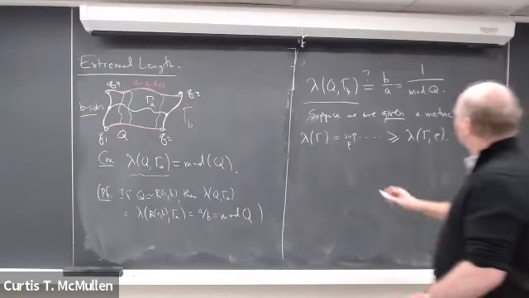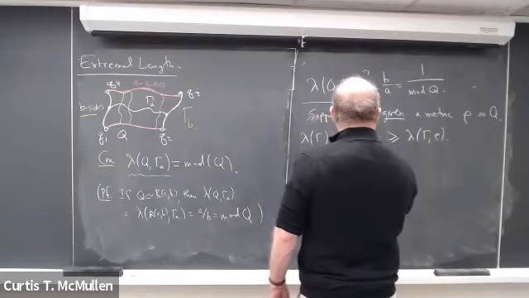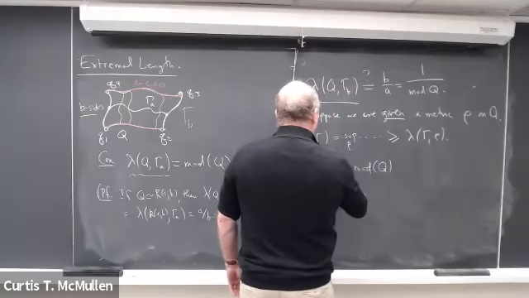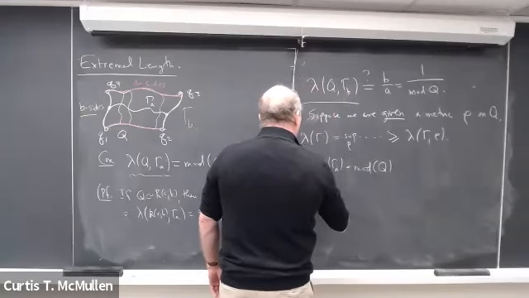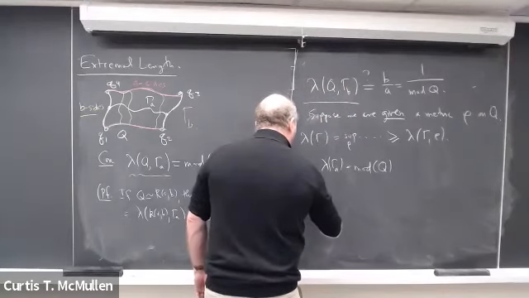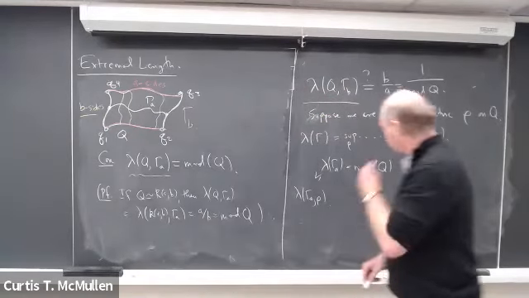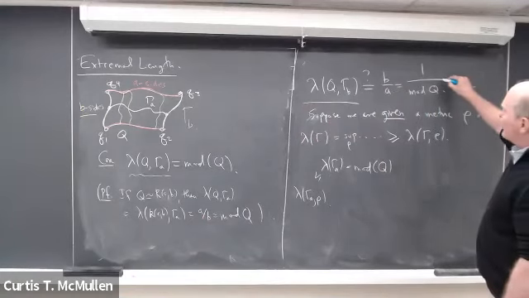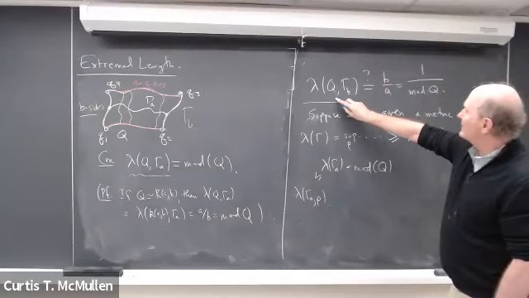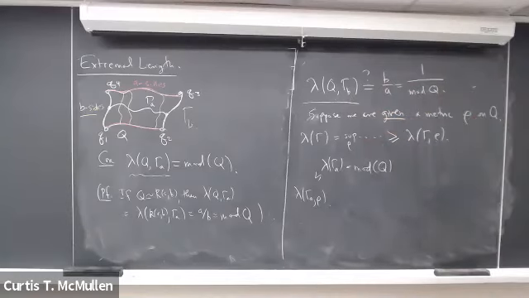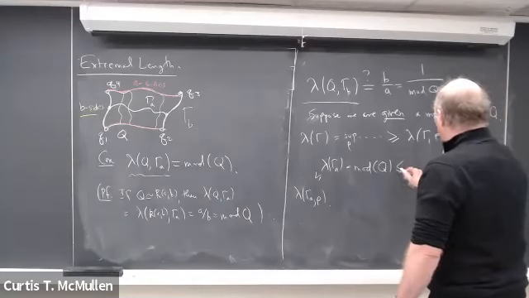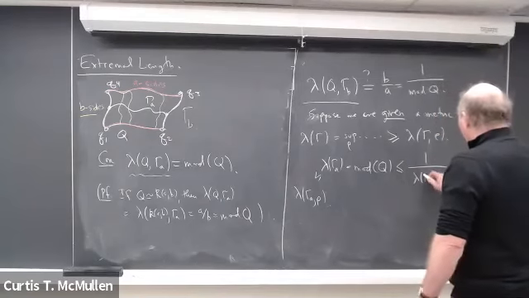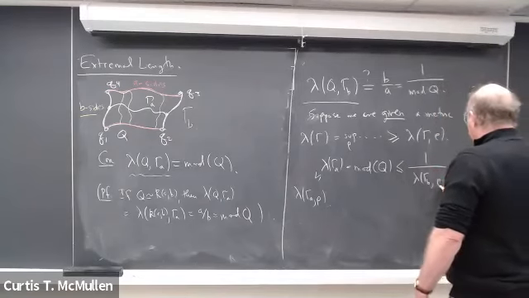So in particular, what we have is that the modulus of Q is equal to lambda of gamma A, and that's greater than or equal to the extremal length of gamma A in our given metric. But on the other hand, this particular metric gives a lower bound for the reciprocal here. So this is also less than or equal to 1 over the extremal length of gamma B in the metric rho.